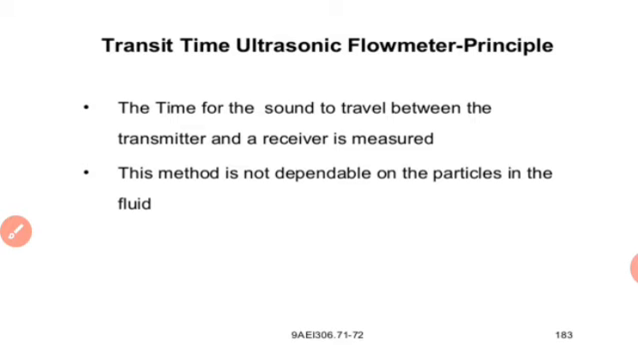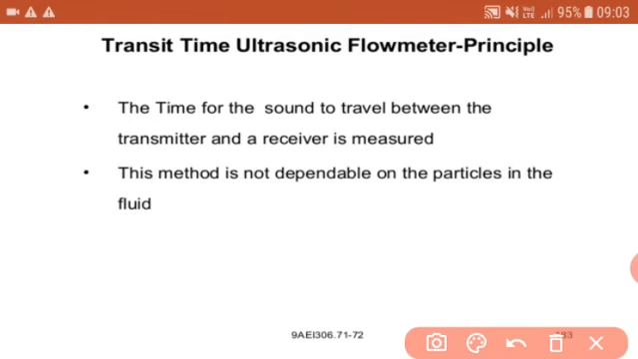Now the second type we are going to discuss is the transit time ultrasonic flow meter. What is the principle of this meter? The time for the sound to travel between the transmitter and a receiver is measured. As its name suggests, we are going to use time.